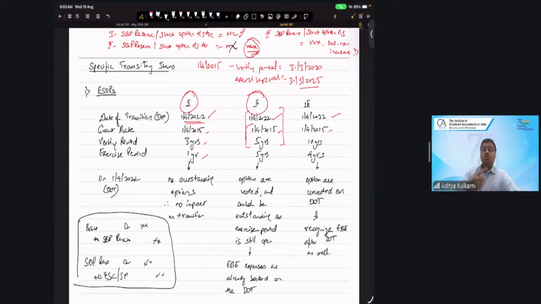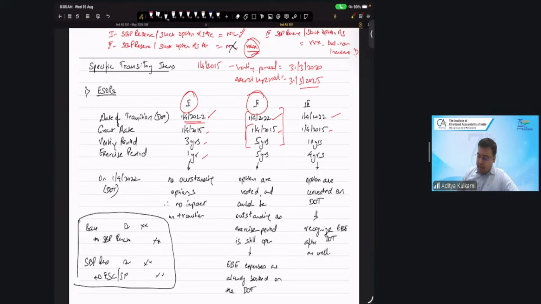Now the scenario: sir, is it optional or mandatory? It is optional, if you want to take the effort of calculating the fair value on the grant date.